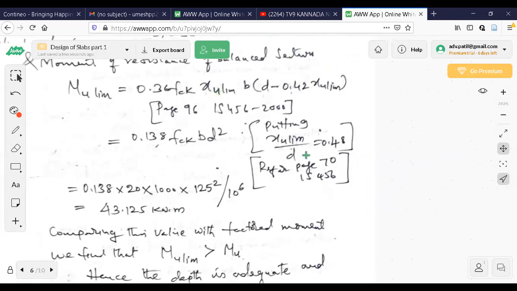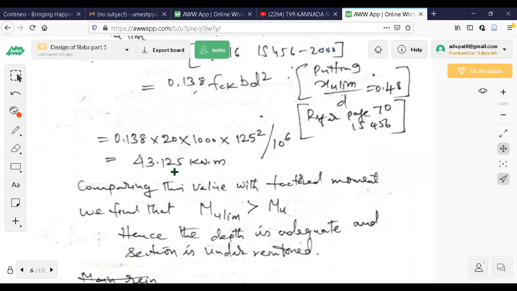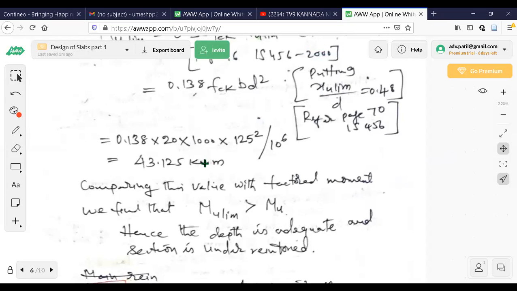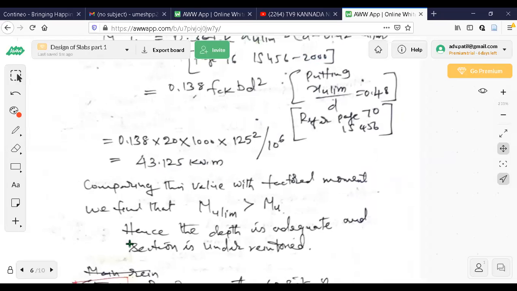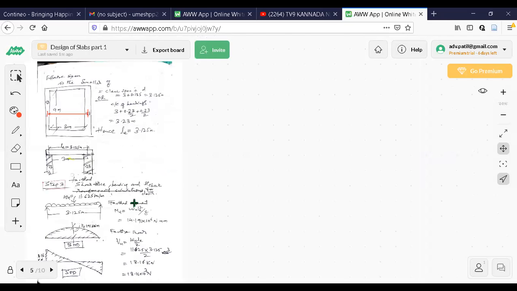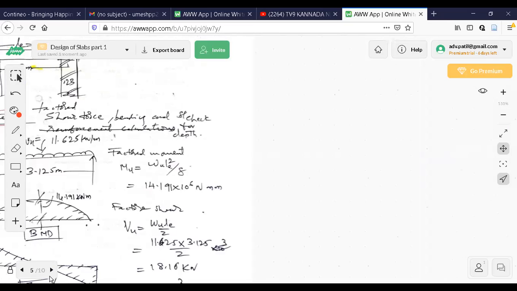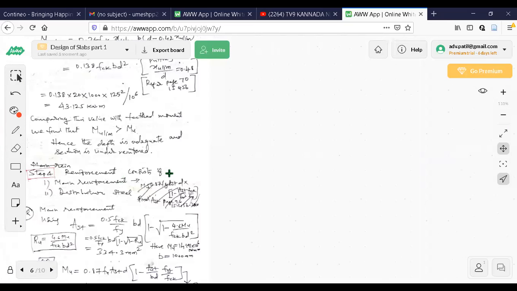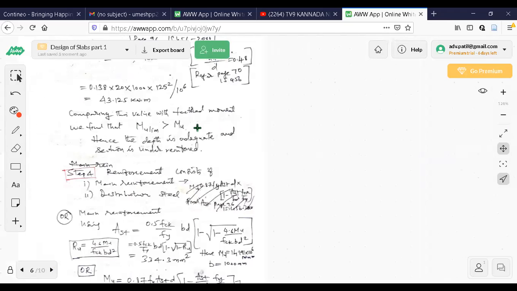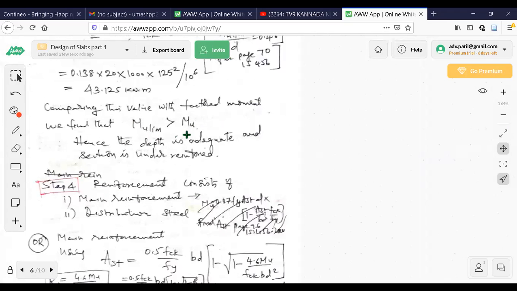Now I am getting a value which is 43.125 kilonewton meter, which is 43.125 into 10 raised to 6 Newton mm. If you convert it into Newton mm, multiply by 10 raised to 6. Now let us check this one with Mu. It is simply 14. So the value is much higher. Comparing the value with factored moment, we find that Mu limit is more than Mu. Hence the depth is adequate.